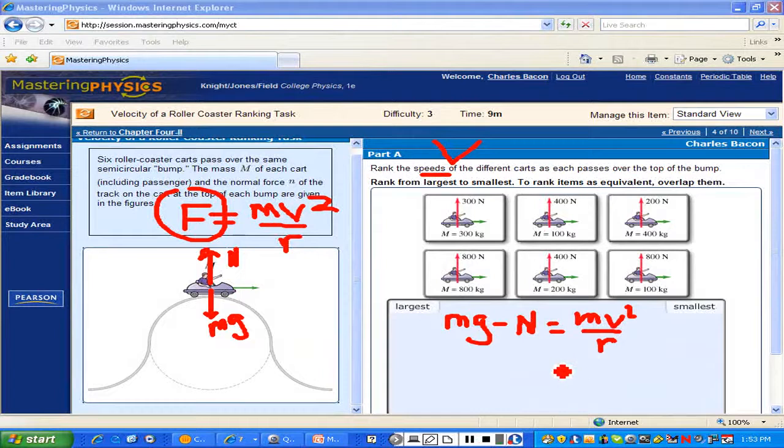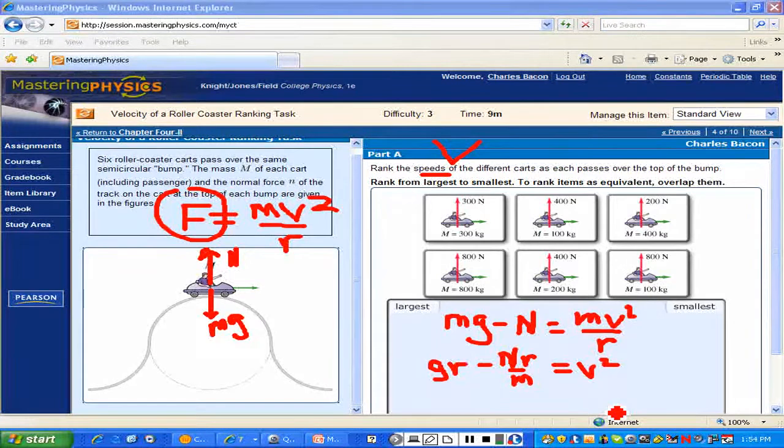Let's rearrange this. I'm going to divide by m, and I'm going to multiply by r. So that gives me gr minus nr over m. And that's v squared. Now, I assume that if v squared is the biggest, it will have the biggest v. That sort of makes sense, doesn't it?